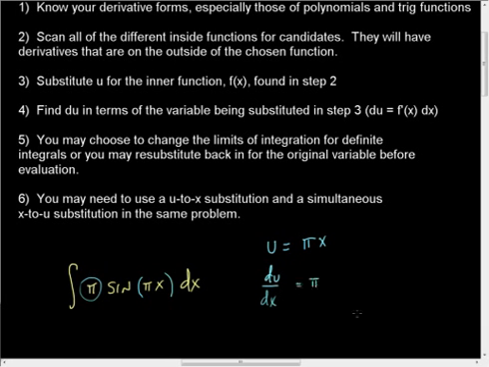But now we don't want that. We actually want to get rid of dx as well. And so if we multiply both sides by dx, du is going to be pi dx. In other words, wherever we see pi x, we can put u. Wherever we see a pi dx, we can put du. This is the trick to the substitution.